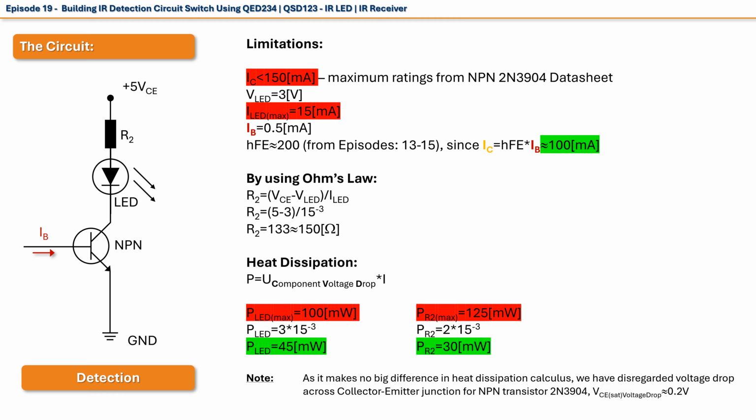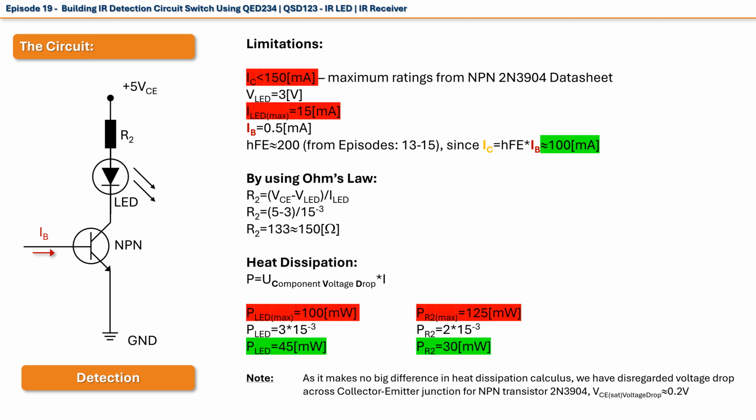That is the maximum current our indicator LED can take. But to be on the safe side, and not to overheat the indicator LED, we will limit the current to less than 15 mA, by using resistor R2. So, let's do the math.